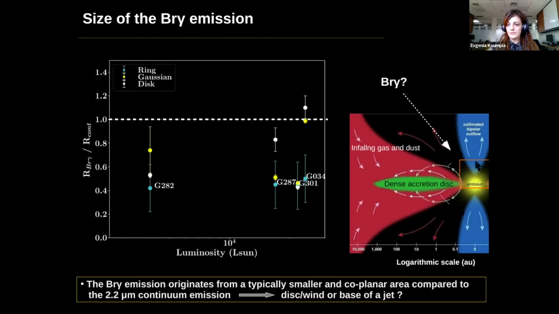And this, in combination with some spatial information I could extract from the observations, we found that not only is the Brackett gamma smaller, but also that it's coplanar compared to the continuum. And this can hint towards a disk wind or base of the jet origin, as can also be demonstrated from this sketch here, which would be somewhere here.